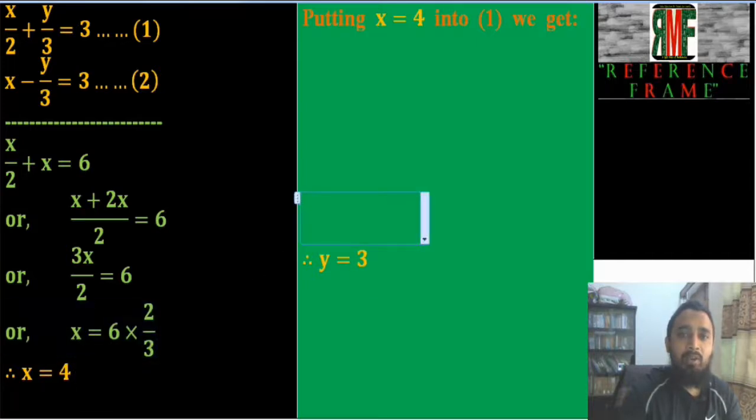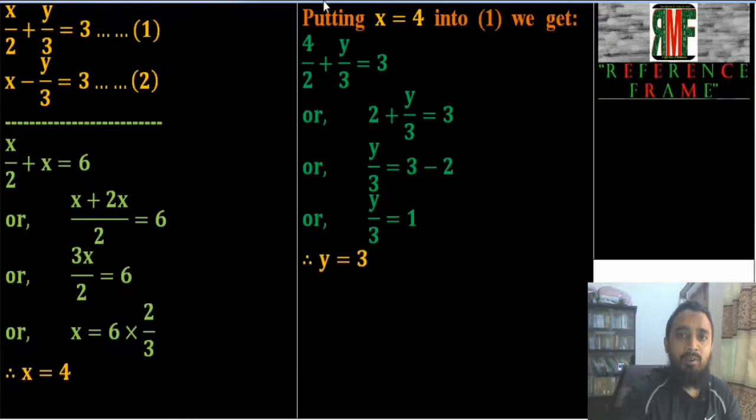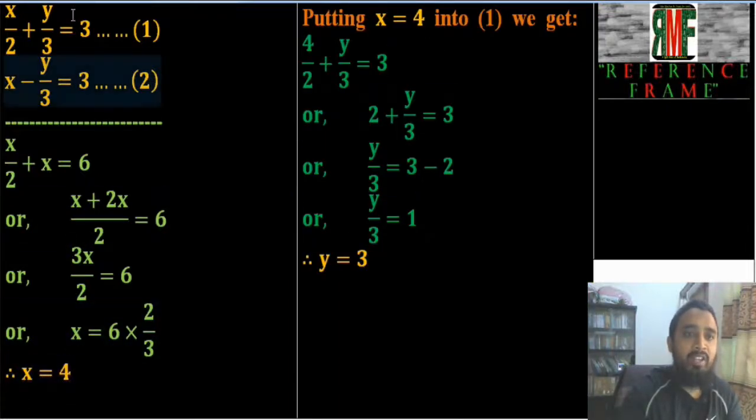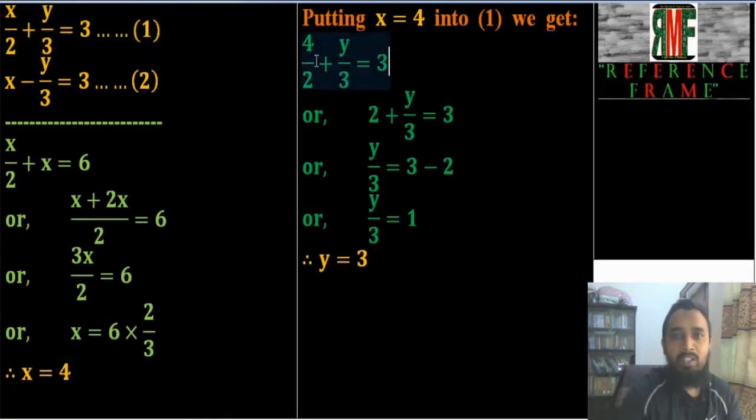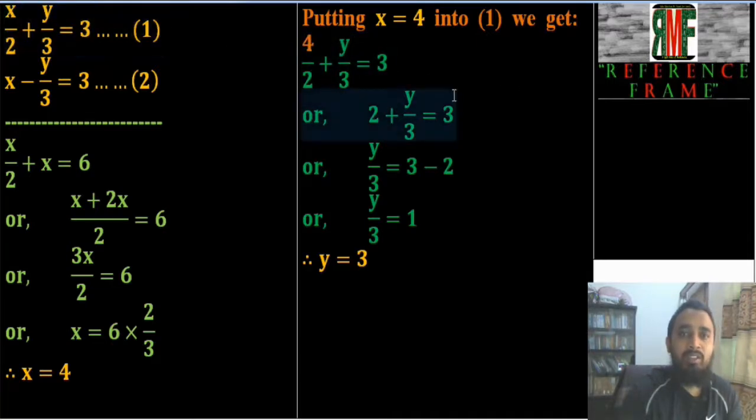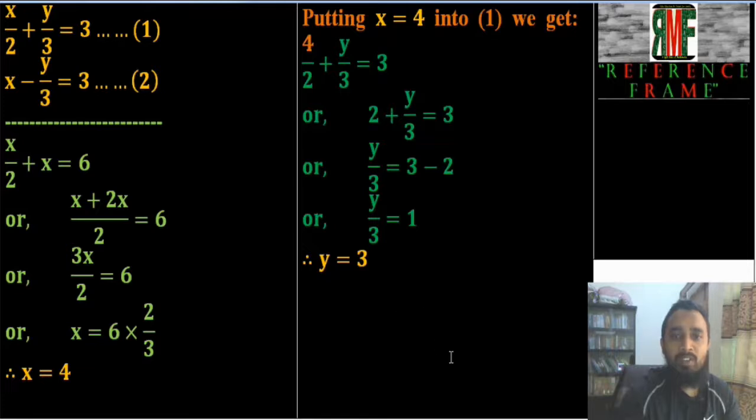Okay, now our aim is to find the value of y. For finding the value of y we need to put the value of x, which is 4, into equation 1, since here y is with the plus sign. I marked the 4 with a different color so that you can understand. 4 is the value of x, so 4 by 2 plus y by 3 is equal to 3. Calculating this, 4 by 2 means 2, plus y by 3 is equal to 3, and by solving this we get the value of y is equal to 3.